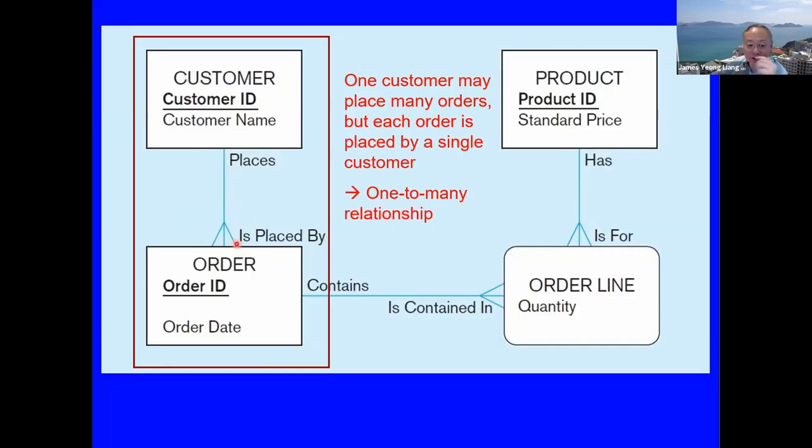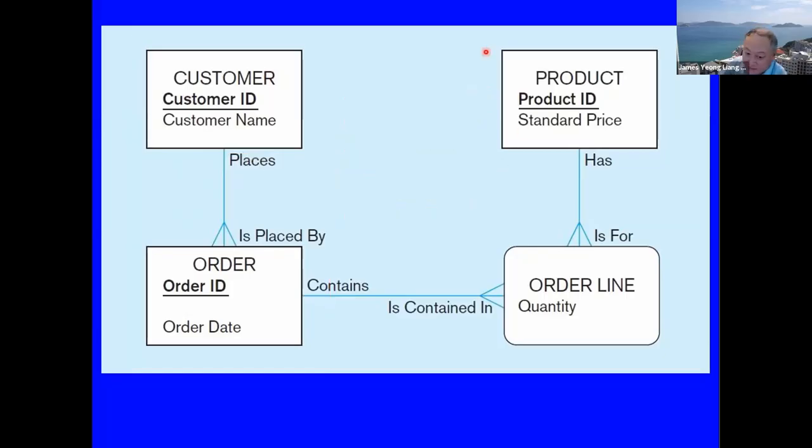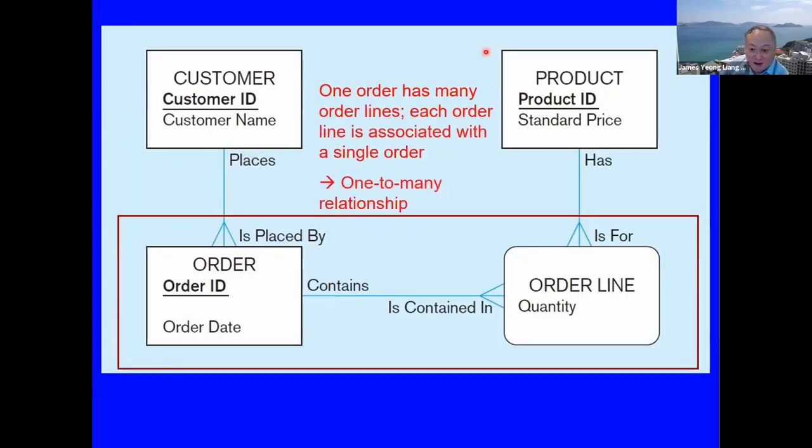You can also say this is a many-to-one relationship. They're the same thing, okay? One-to-many is the same as many-to-one relationship, right? Now here you see, this is also a one-to-many relationship, or you can call it a many-to-one relationship.